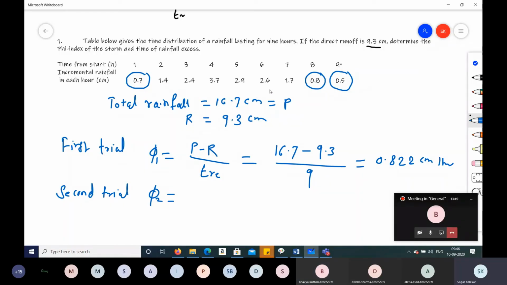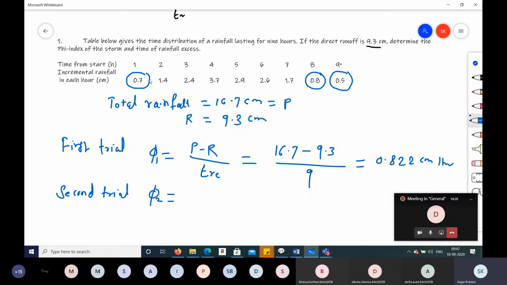So only 6 hours we need to consider, and we need to consider the rainfall, that is P, for 2nd up to the 7th only. So now take the sum of 1.4, 2.4, 3.7, 2.9, 2.6 and 1.7. But sir, the maximum rainfall is at the 7th hour, right? So we should consider the 7th. Then why are we taking 6? You say 7 hours, but the first hour is removed.